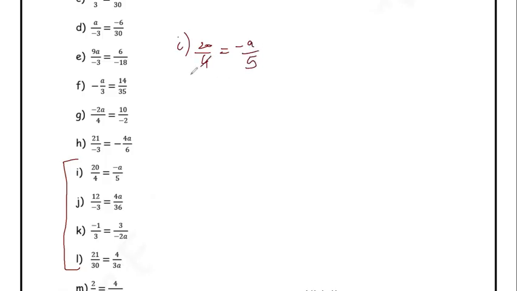Now 4 goes into 20, 5 times. And we can rewrite it as 5 is equal to negative A upon 5. Multiply 5 on both sides because we want to get rid of this 5. So you get 25 is equal to negative A. In other words, negative 25 is equal to A.